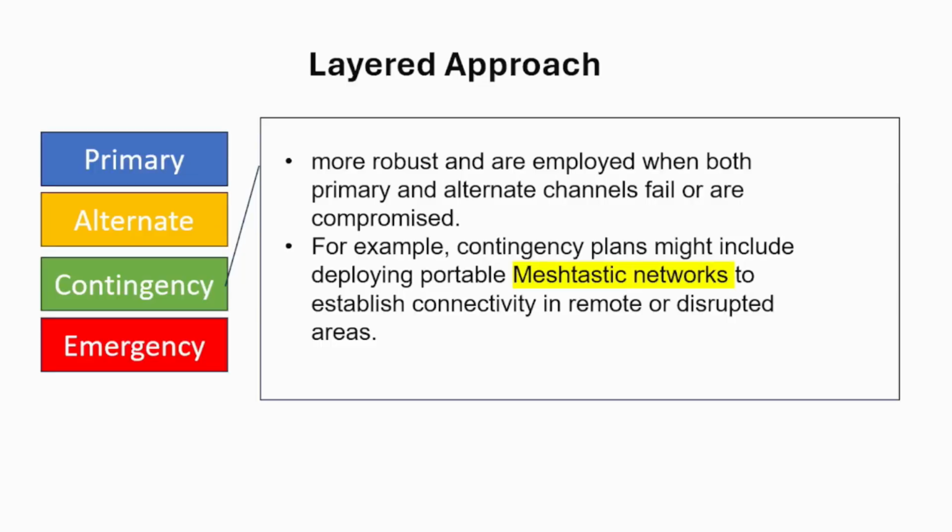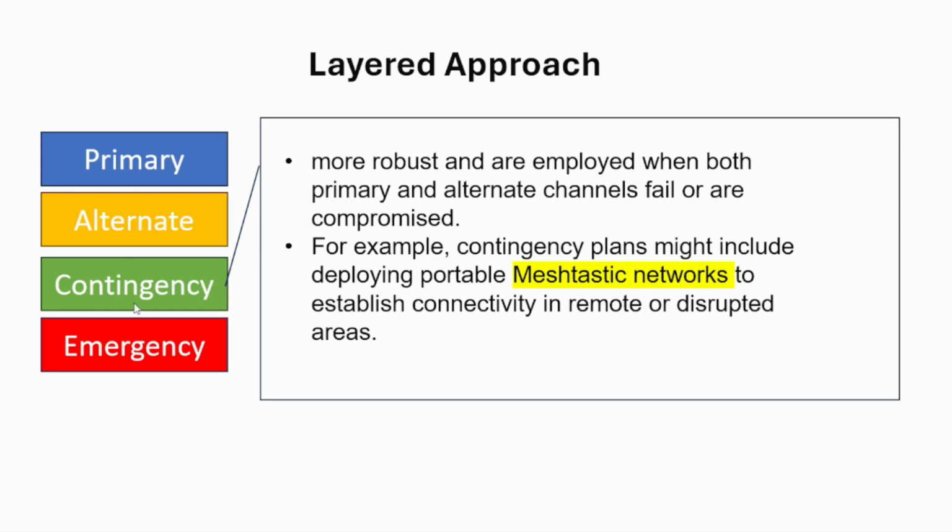In the next layer, which is contingency, this is definitely more robust, and this layer will be deployed if the first two layers fail. For example, if you try to send messages out using your smartphone, WeChat, WhatsApp, and it doesn't get through, or you try to send out messages using your Meshtastic device and it doesn't seem to get through, then we have to fall back on the third layer.